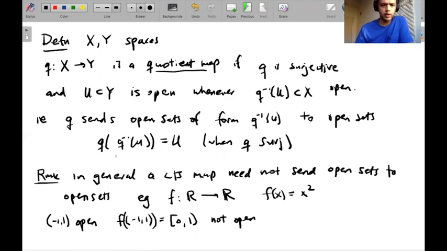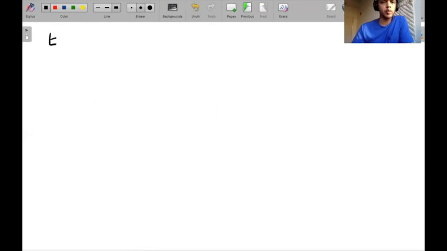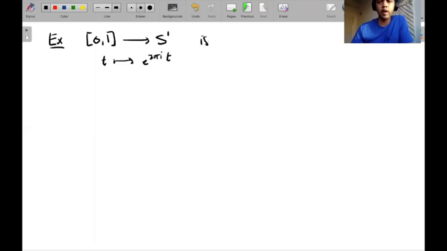Let me give you another example on a new page. Example. The exponential map, t maps to e to the 2 pi i t. This is a quotient map. Let me illustrate this.